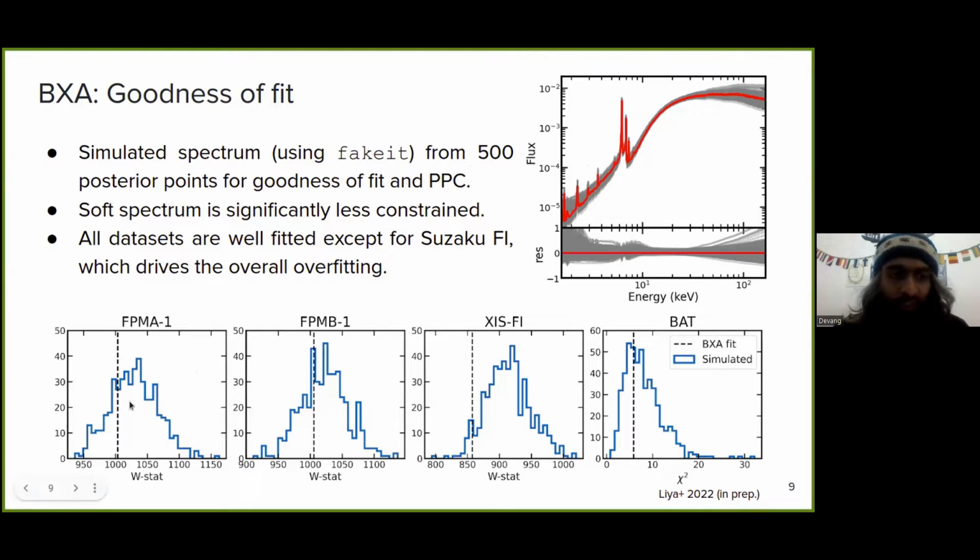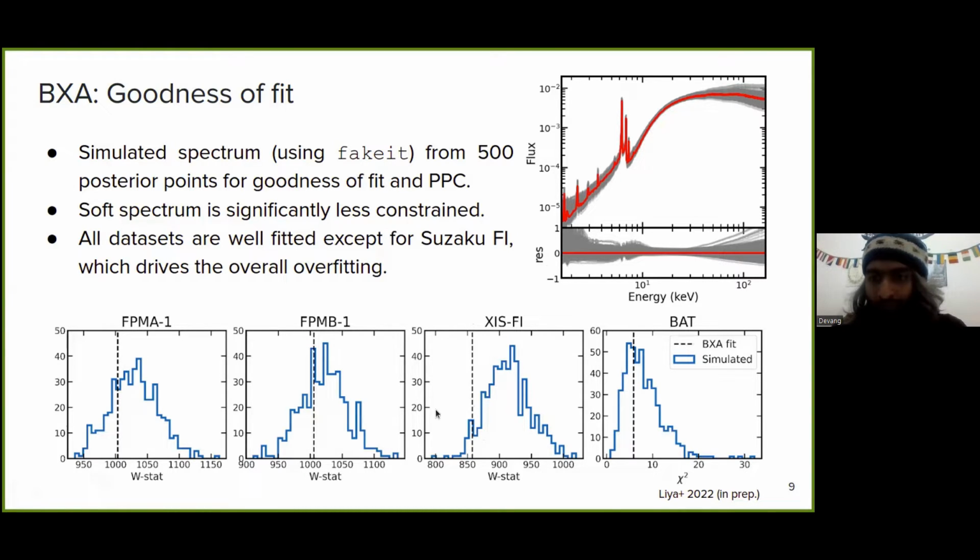So we see that these 2, NuSTAR and BAT, are fairly well fit, but this Suzaku is overfit, and this dataset is what is driving the overall fitting of the model. So again, if we have better soft coverage, then we would be able to constrain the soft spectrum better. But remember, this plot will show up again.